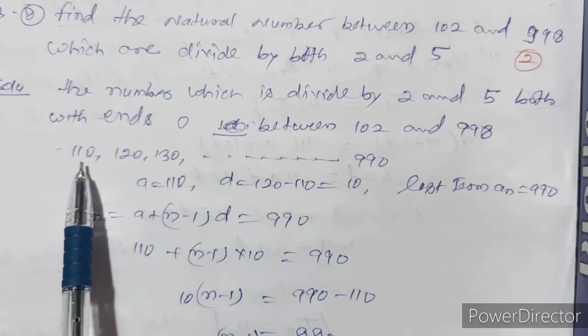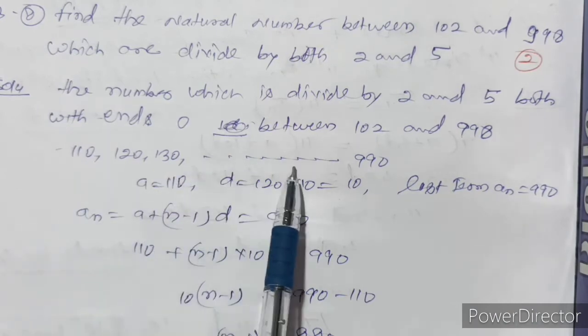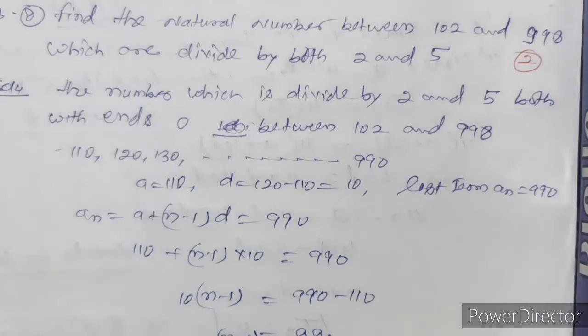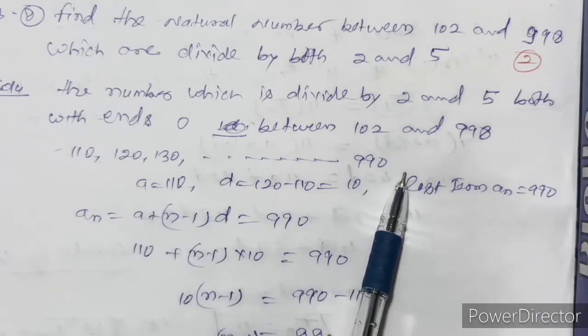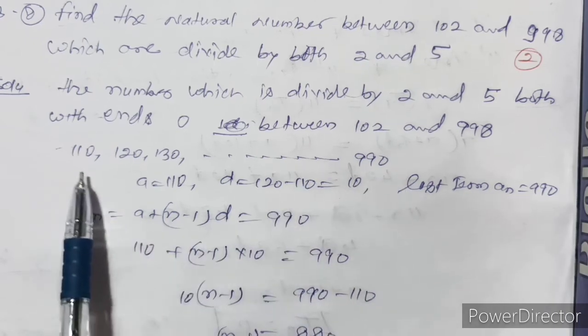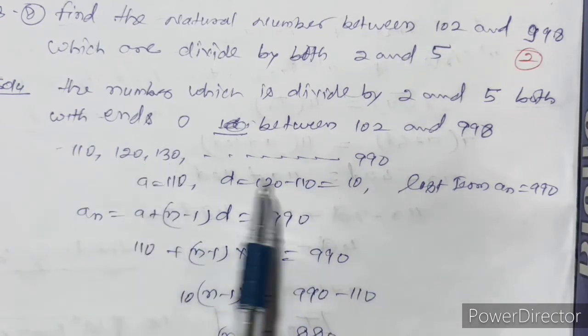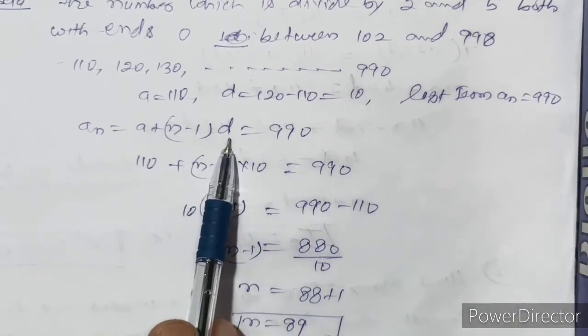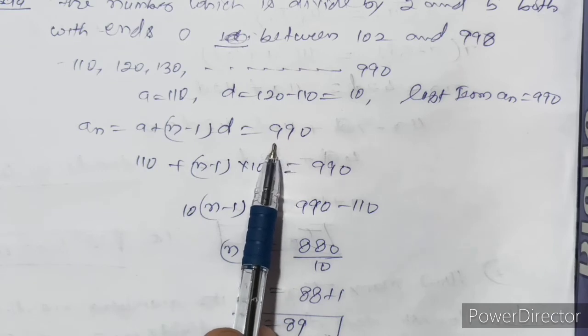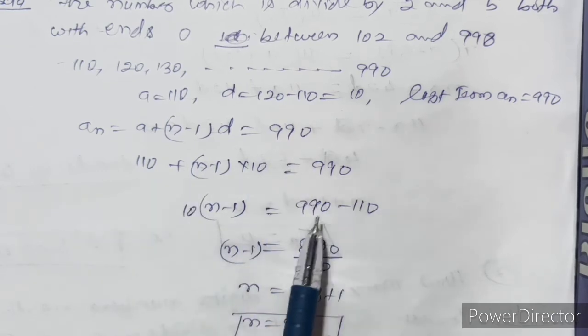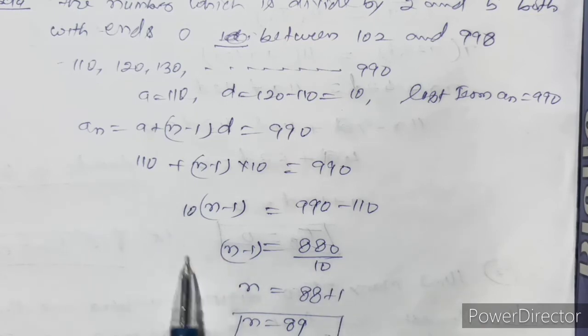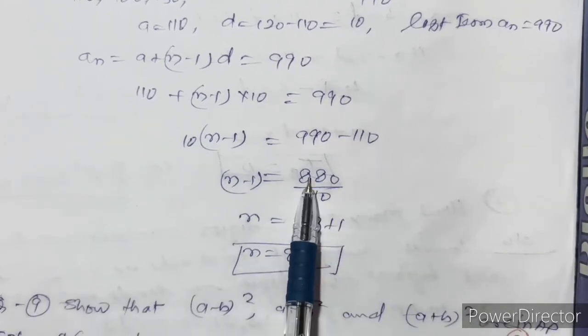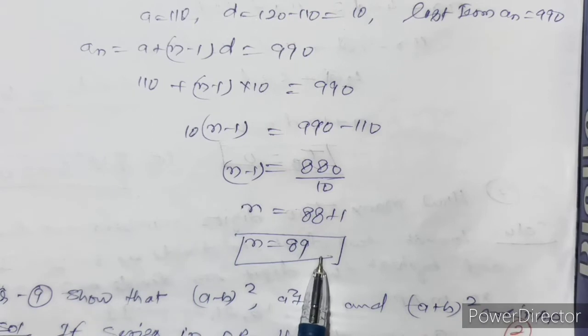There are 110, 120, 130, 140 up to 990. आपके पास एक सीरीज तैयार हो चुकी है. अब आपको नेचुरल नंबर्स निकालना है, कितने हैं. So a equals 110 and d equals 10 and the last term equals 990. Using the formula of nth term, a plus n minus 1 times d equals 990, and solve it. Subtract and get 880 divided by 10, so 88, and plus 1 equals 89. That means the number of terms divisible by both 2 and 5 is 89.